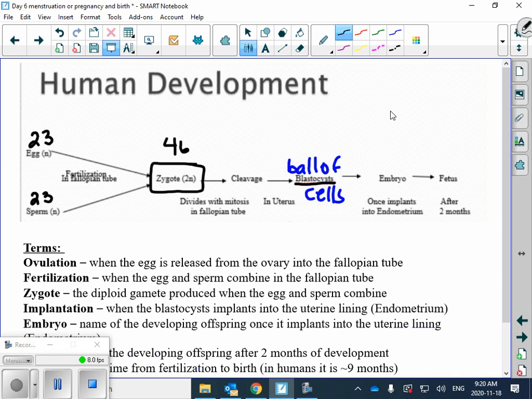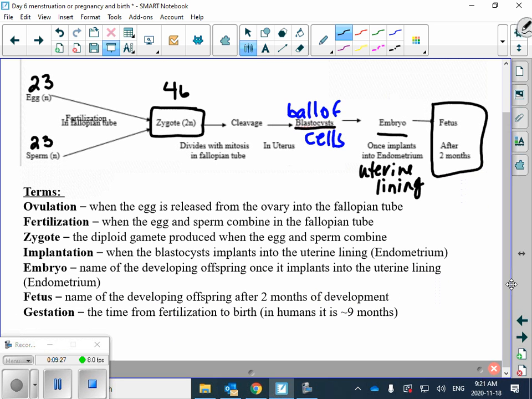Once that blastocyst, that ball of cells, implants in the endometrium, in that uterine lining, that's now thick and has a rich blood supply, it's now called an embryo. And it stays an embryo till between 2 and 3 months, and then it's called a fetus. Then the offspring, I guess is a better word than it, is called a fetus.